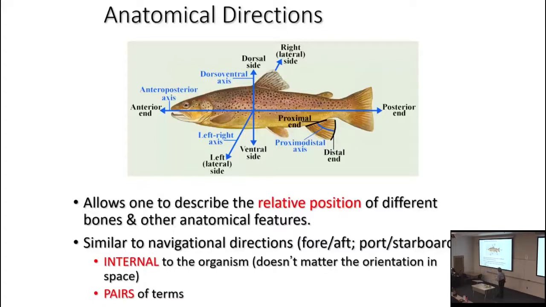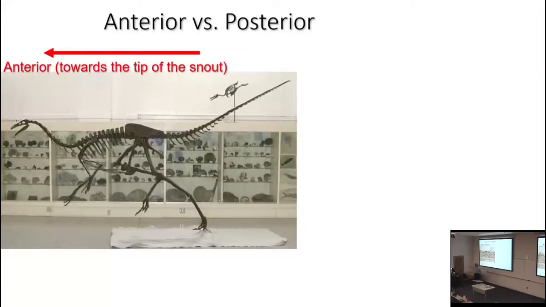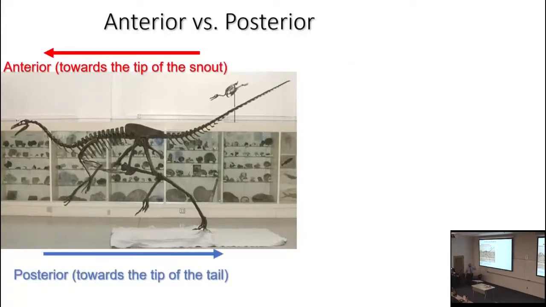They're internal to the organism, and much like fore and aft and port and starboard, all anatomical directions come in pairs, complementary pairs. So here we go. The first major set of directions, anterior versus posterior. And by the way, if anyone has taken some like pre-vet class or maybe some pre-med type classes, you might hear slightly different use of the terminology here. That's slightly different than standard zoology. This would be cranial and caudal, but I'm just going to use anterior, posterior for this class. It's traditional. Anterior means towards the tip of the snout, so forwards. Posterior, towards the tip of the tail.